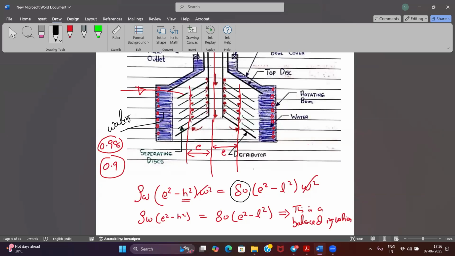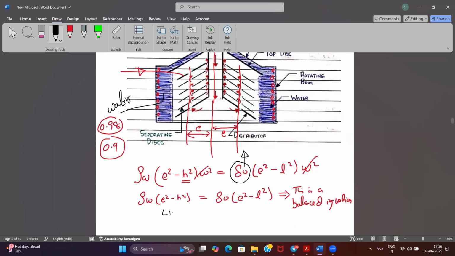Don't use it as a purifier. If the density is more than one, you use it as a clarifier. But suppose the oil density has increased from 0.9 to 0.98. Suppose this is my LHS, left hand side, and this is my right hand side.